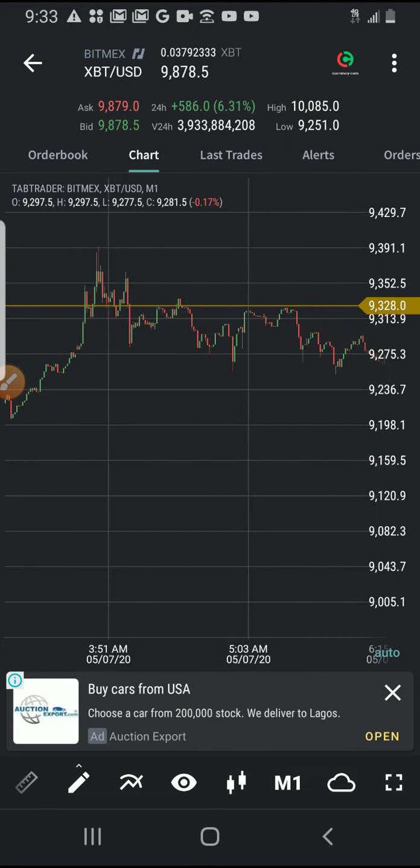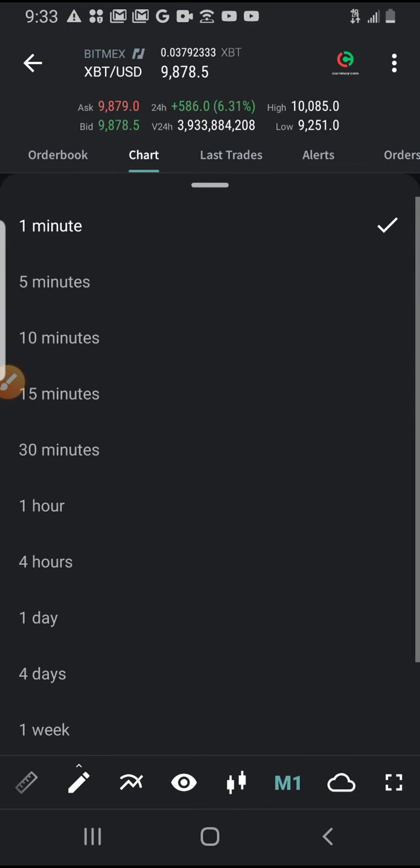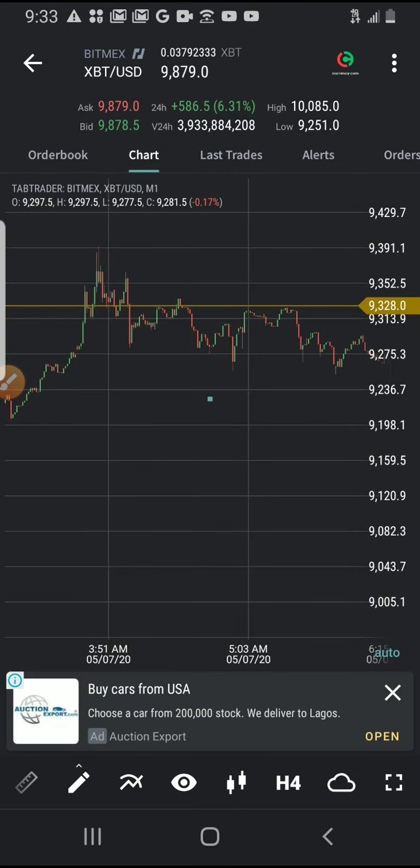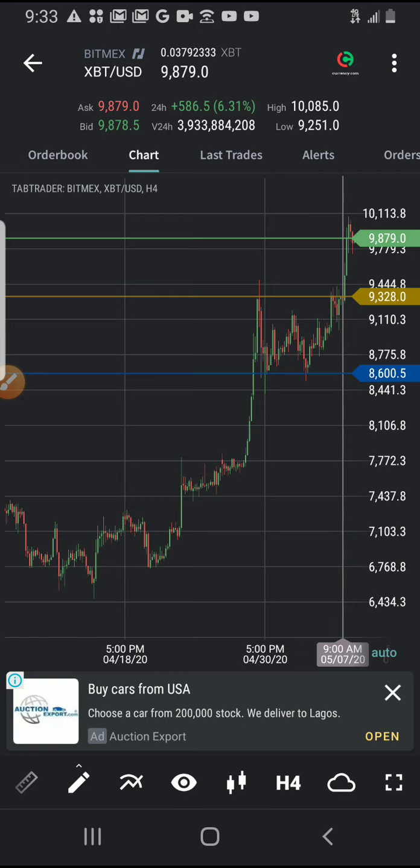And one thing you should know is that if a resistance is broken, it becomes a support. That resistance will now become a support. I will use a real life scenario. Remember, you were inside your room, you were jumping, but unfortunately you jumped above your roof.